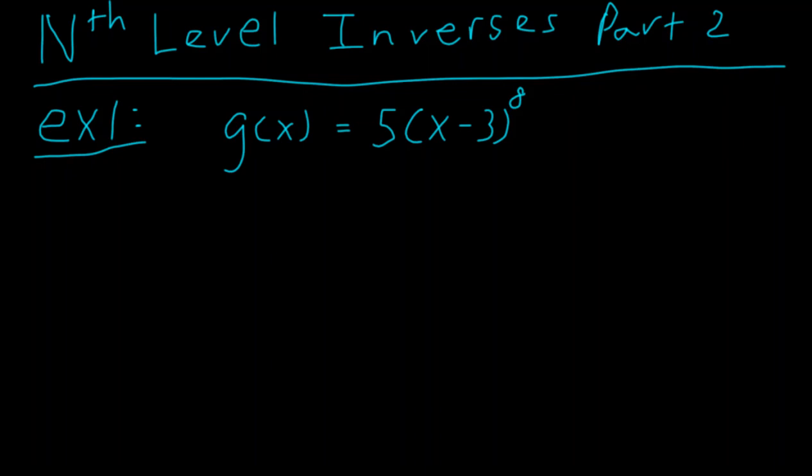Alright, and welcome to nth level inverses, part 2. By the way, I'm having to use a very weird stylus, which makes my writing very weird as well, so please bear with me. But in example 1, we have g of x is equal to 5 parentheses x minus 3 raised to the 8th power.